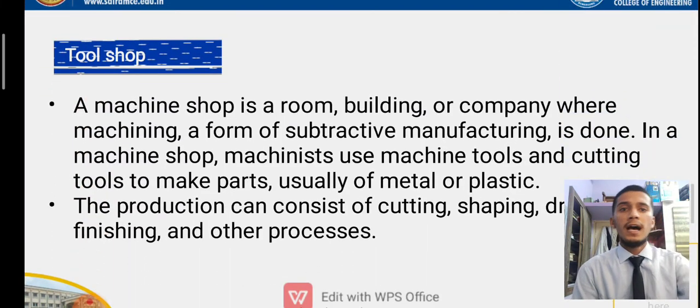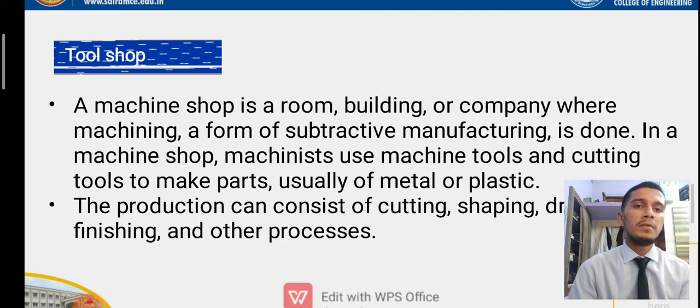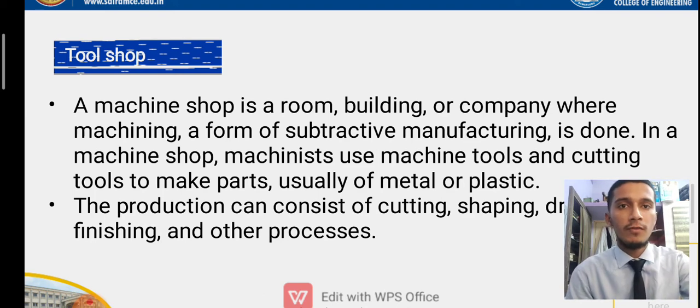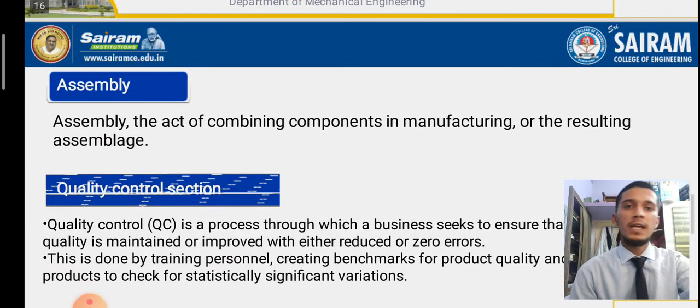Tool shop. A machine shop is a room, building, or company where machining, a form of subtractive manufacturing, is done. Machinists use machine tools and cutting tools to make parts, usually of metal or plastic. These are all about the tool shop. And the assembly, the act of combining components in manufacturing to result in an assemblage.